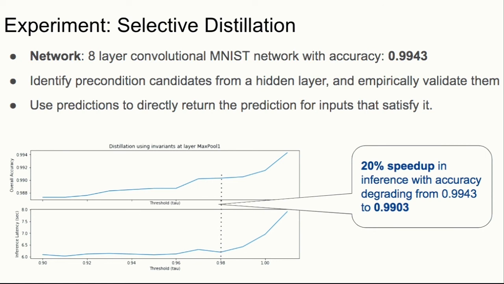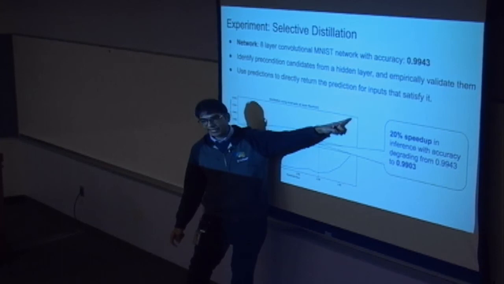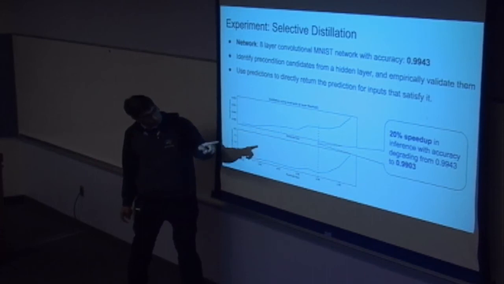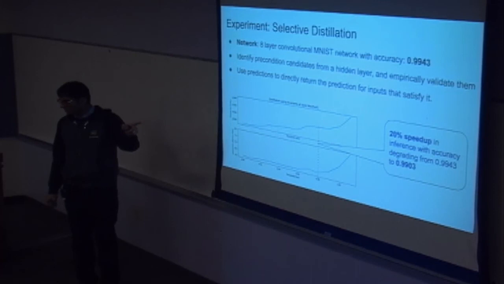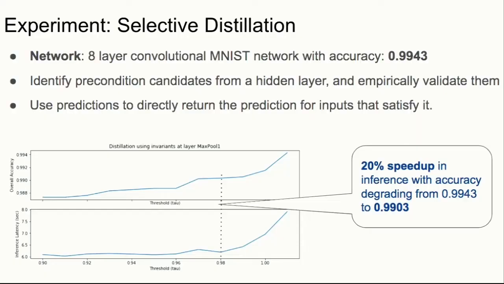Now, depending on where I draw the cutoff for this, you can get a plot. So this threshold tau is the cutoff. This is the accuracy. This is the latency. If I send nothing that way, I get 0.9943 accuracy, and then this is the latency. Now, if I just go a little bit, then I can get a 20% speed up in inference while degrading accuracy only from 0.9943 to 0.9903.